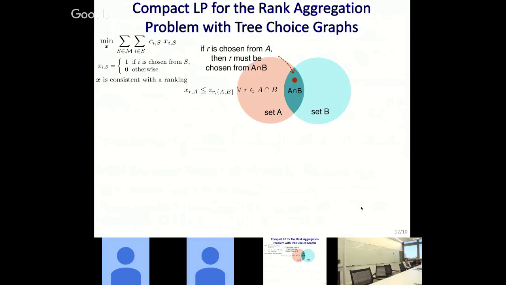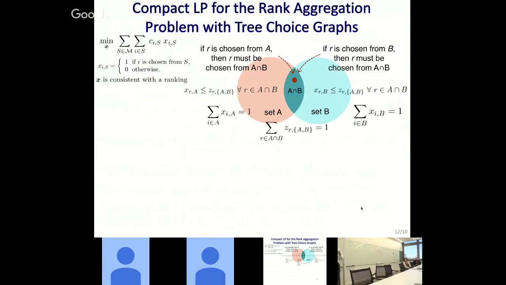XRA is less than or equal to ZR of A intersection B. So whenever XRA is flipped to 1, the set RA must also be flipped to 1. You can do the same thing for the set B, and we have this normalization constraint that exactly one item will be chosen from each set, A intersection B, or B. And it turns out that these 5 constraints are enough.